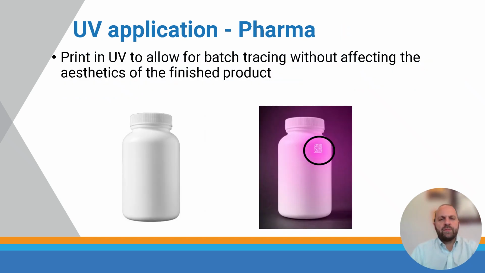Okay, here's just another application picture with that hidden barcode. You see this pharmaceutical pill bottle here. To the naked eye, it's just a white bottle, but when you shine it under UV, you come up with a barcode and you can track its lot number, and you don't have to have the customer seeing that, and it can't really be easily tampered with.